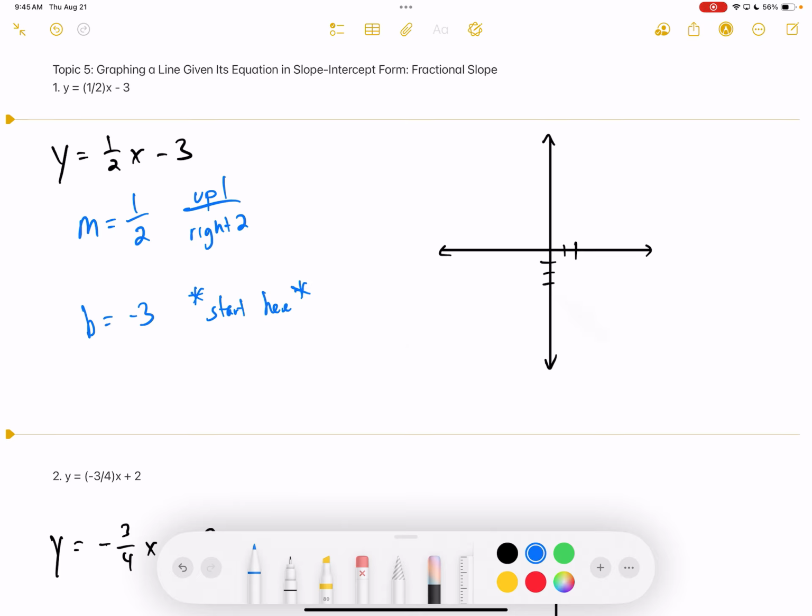So I start at -3, and then I go up 1 to the right 2. So I started at -3, and then I went up 1 to the right 2.